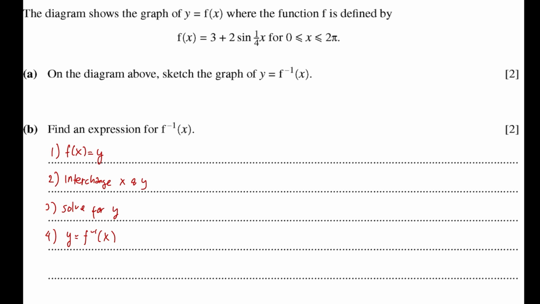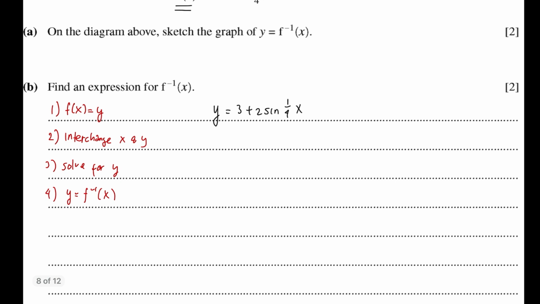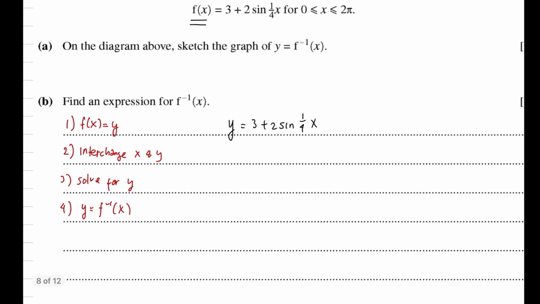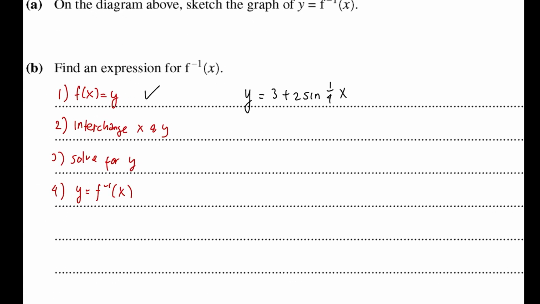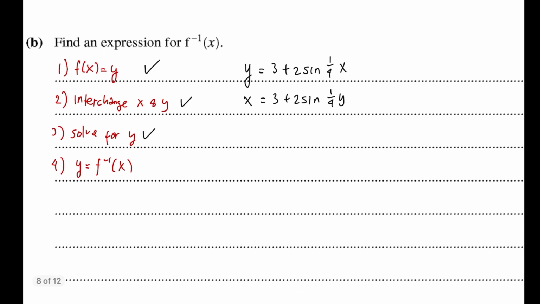So let's start from the first one. We change f(x) equals to y. So y equals 3 plus 2 sine 1 over 4x. And then we interchange x and y for the second step. First step done. Second step, we interchange x and y. And then the third step, solve for y. So how do we solve for y?